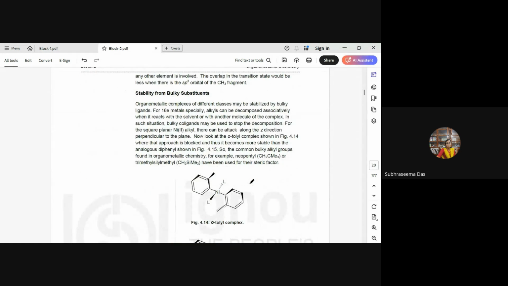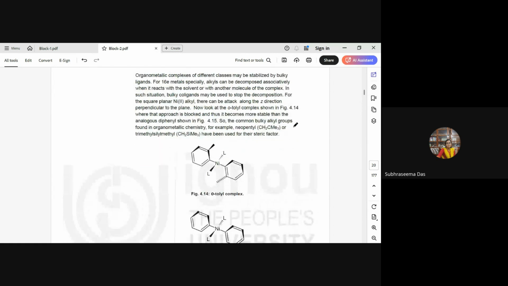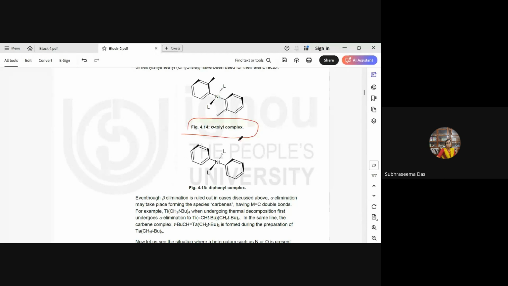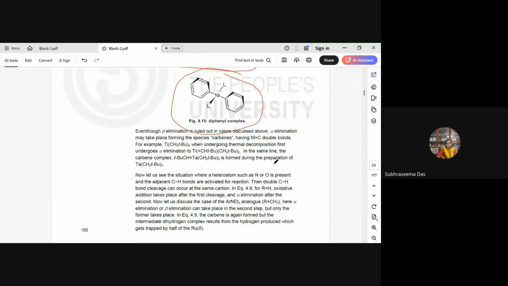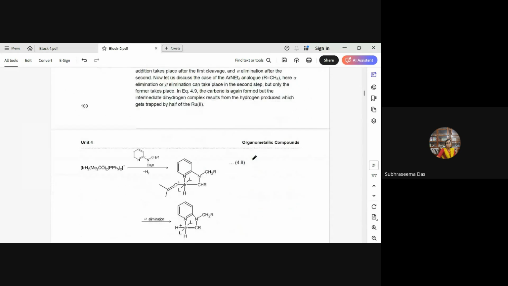Then stability from bulky substituents. Organometallic complexes of different classes may be stabilized by bulky ligands. For 16 electron metal species, alkyls can be decomposed associatively when they react with the solvent or with another molecule in the complex. So here in figure 4.14, the ortho-tolyl complex has been shown. When we look at this, that approach is blocked, it becomes more stable, and it converts to this diphenyl complex. So even though beta elimination is ruled out here, alpha elimination can take place in such cases.